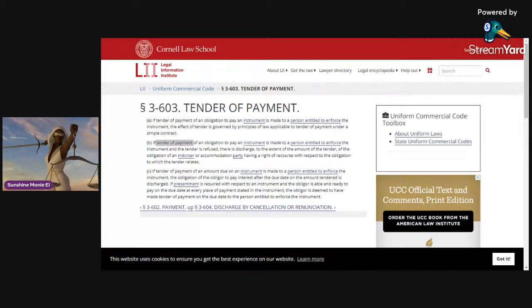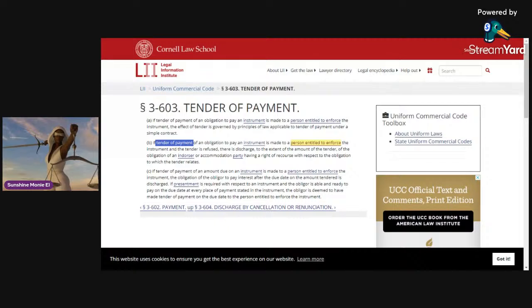A holder is an individual or entity that owns the securities or other assets. Okay, so that is the individual that holds the securities, if you want to know what a holder is. So let's go back. The tender of payment of an obligation to pay an instrument is made to the person that is entitled to enforce, which could be the holder, the non-holder, whatever, the different elements. They're entitled to enforce the instrument.